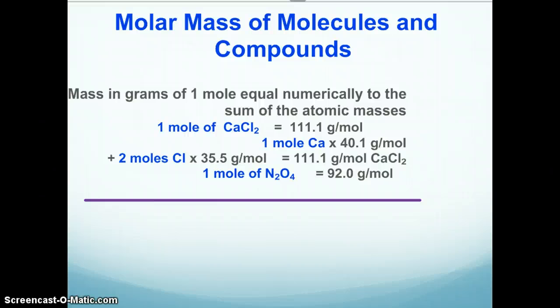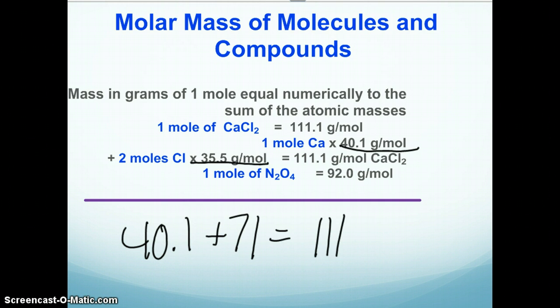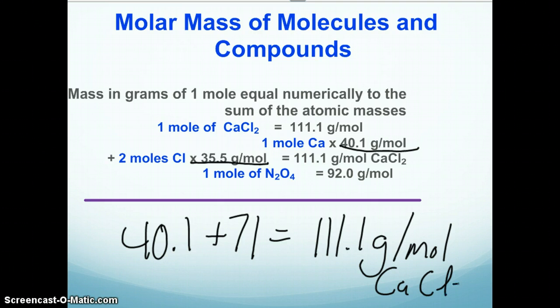So, 1 mole of calcium, 40 grams per mole. 2 moles of chloride ions at 35.5 grams per mole gives you a total of 71. So 40.1 plus 71 equals 111.1 grams per mole. That is the molar mass of calcium chloride. Okay, so we'll go through some more examples here.